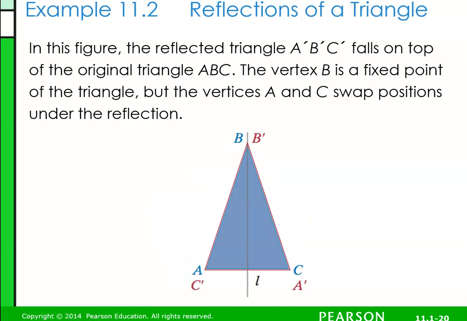In this figure, the reflection triangle A prime, B prime, C prime falls on top of the original triangle because the axis of symmetry cuts through that vertex. So this is probably an isosceles triangle. That's what it appears to be. Again, we don't usually assume that. But the vertex B is a fixed point on the triangle, but the vertices A and C swap positions. So if you notice over here, they're again swapping positions under this reflection.